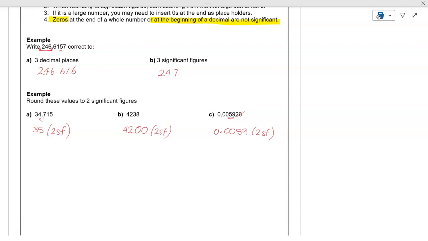The only thing that might change a little bit is if we look at an example here, if I have 0.0205 and I want to round it to 2 significant figures, I need to be mindful that this 0 in the middle of the 2 and 5 is significant. It holds that place value. So this would end up becoming 0.021 to 2 significant figures. The 5 rounds the 0 up, but that 0 is significant in that instance.